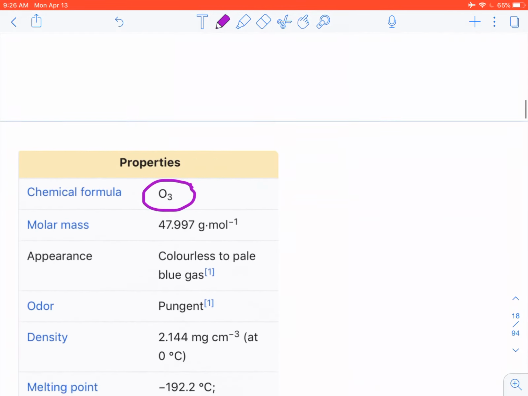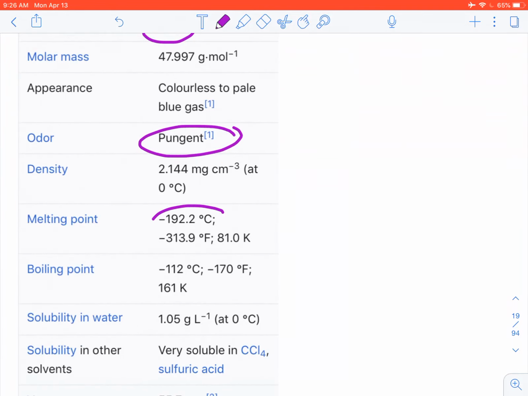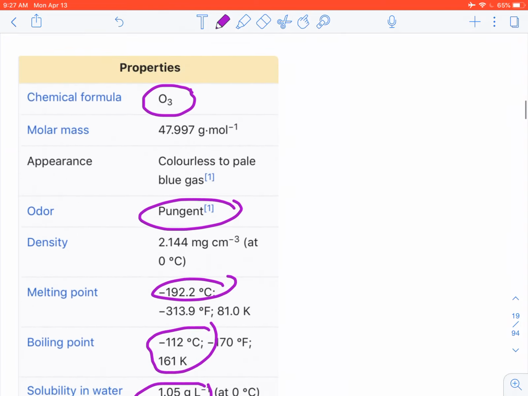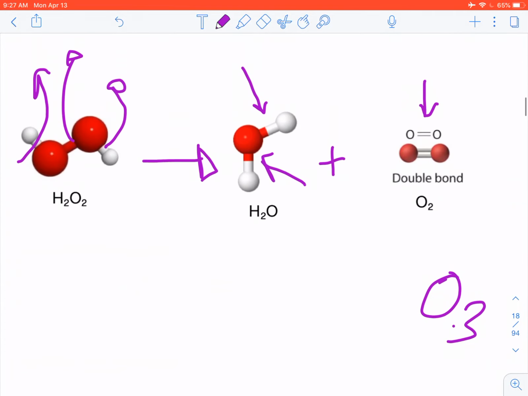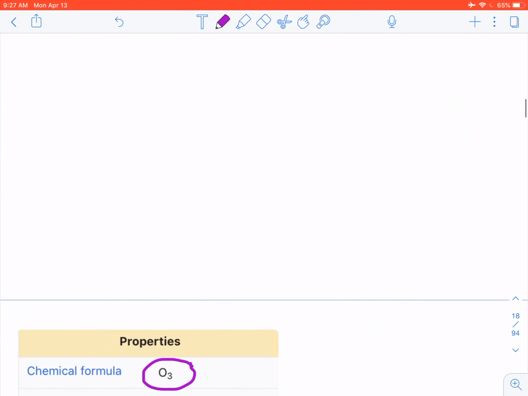Let's look at the properties of O3. This tells you its odor, it's pungent, it gives you an indication of the melting point, the boiling point, and also the solubility in water, and oxygen has its own solubility as well. So there are many ways in which we can determine whether it is O2 or O3. We also know that if we put a flame to oxygen, the flame ignites even further because oxygen supports combustion.